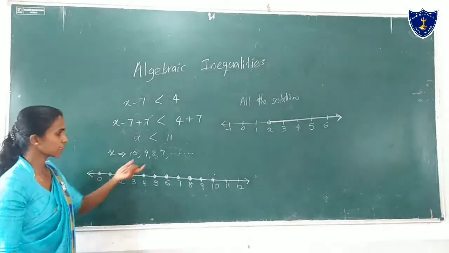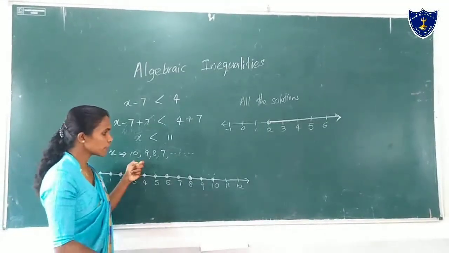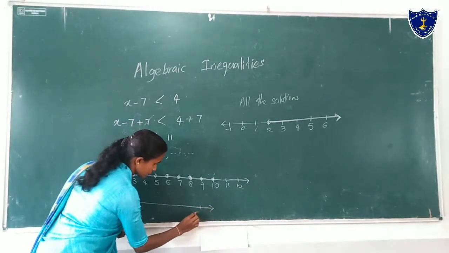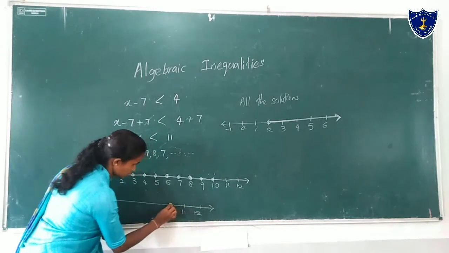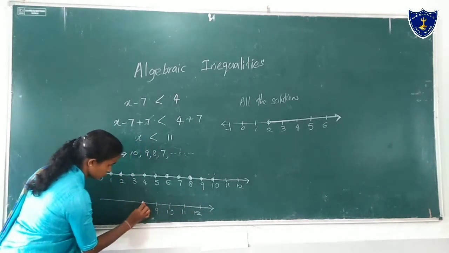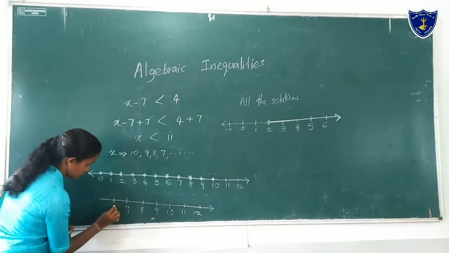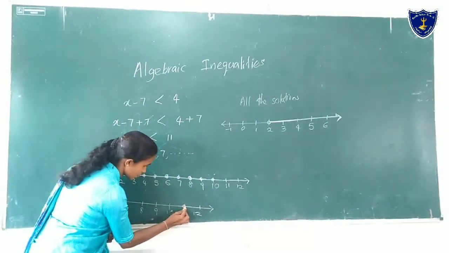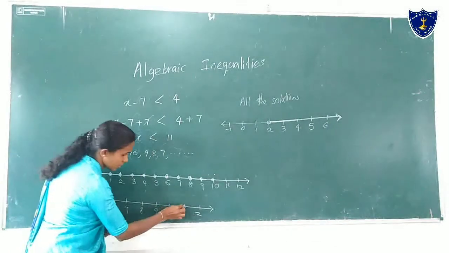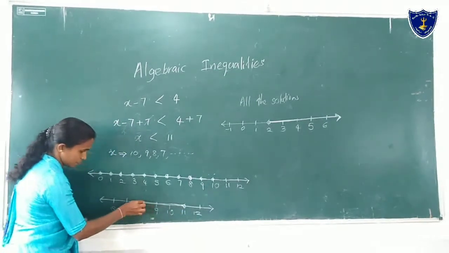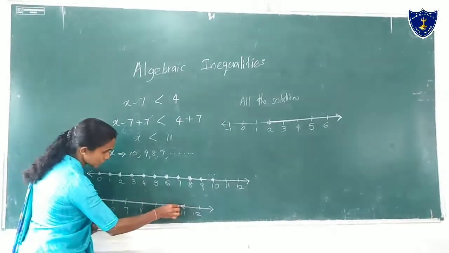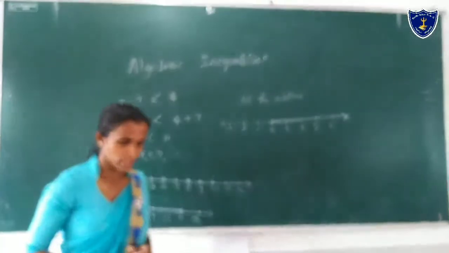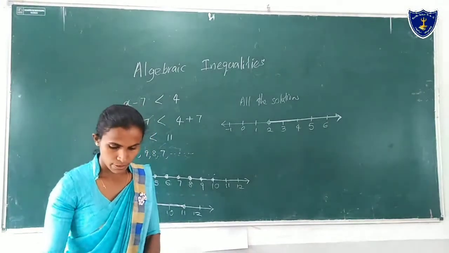Negative numbers also we can take as integral solutions. All the solutions, how do we represent all the solutions? x should be less than 11. You have to shade like this. Okay, then you can do the previous exercise using this knowledge.